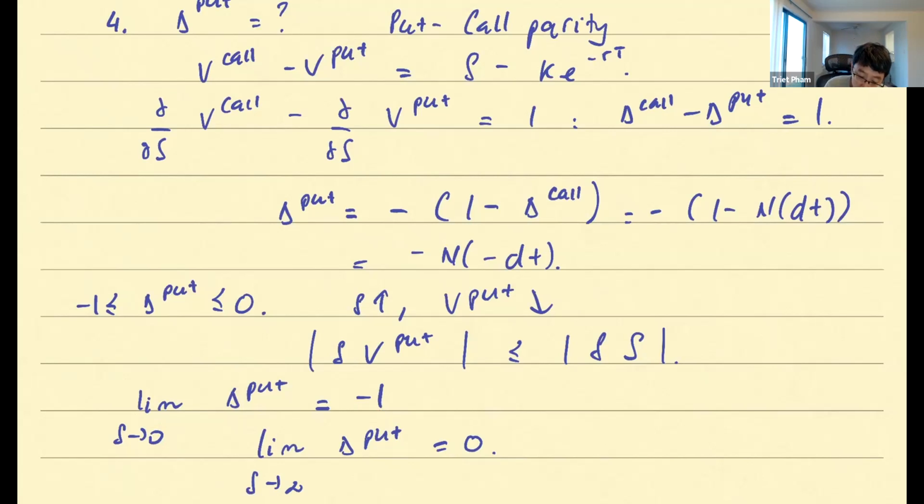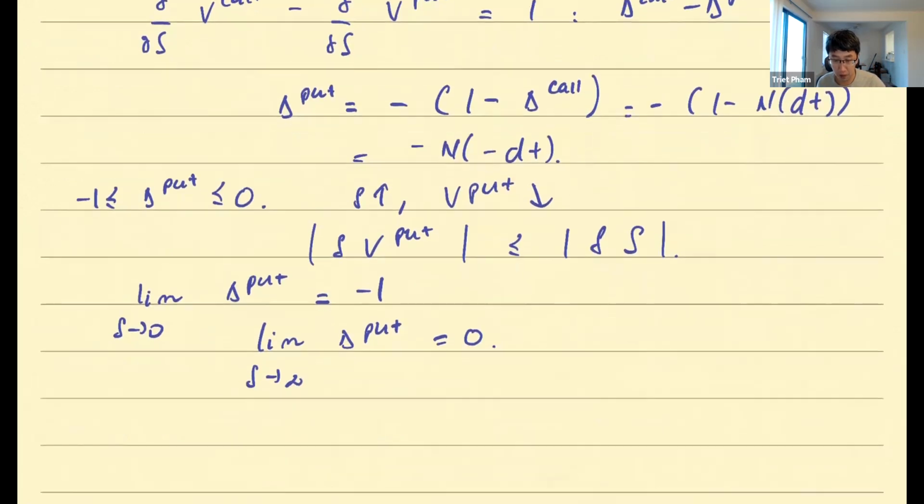Here you're deep out of the money. The stock price is very high. You have no chance to make money with your put option. So of course, any small change in the stock price will not have any effect on your put option value. Okay. All right. Question on this? Okay.